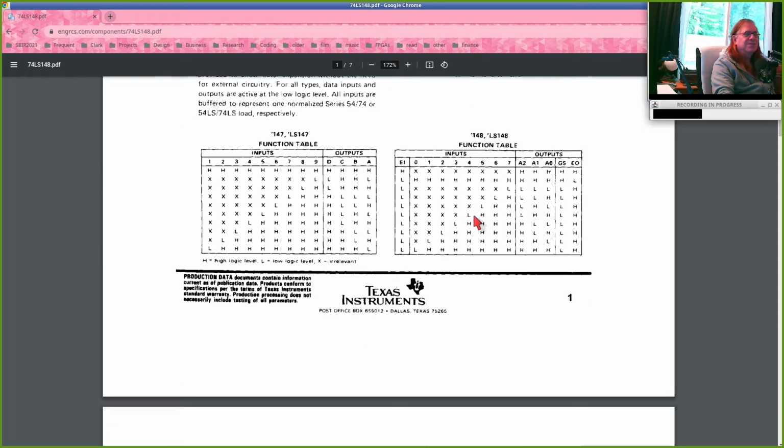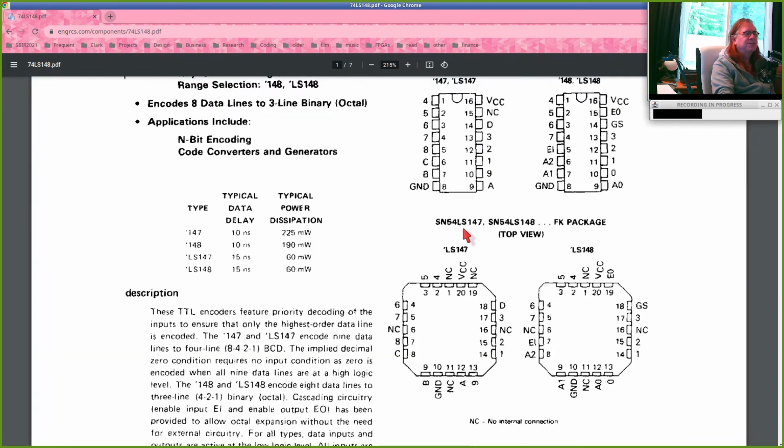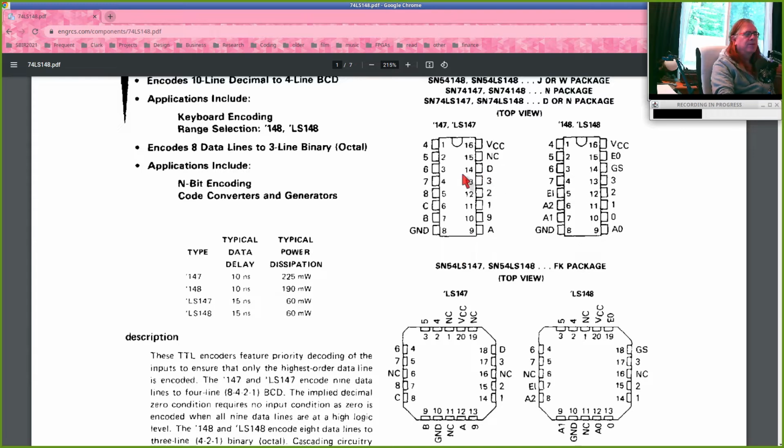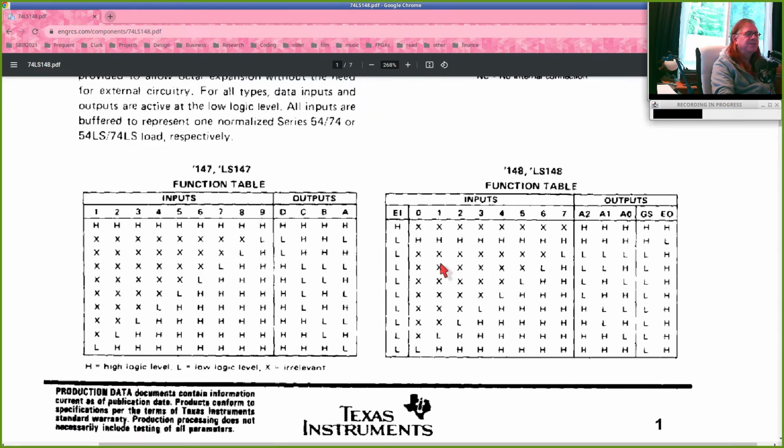So let's look at the 148. Again, there's two different devices here. Let's look at the 148, which has an A, B, and C, or A0, A1, A2, so 3 inputs, and 8 outputs, 0, 1, 2, 3, 4, 5, 6, 7. Actually, it's the other way around. And some enable lines and power and ground. So let's just go to the data sheet.